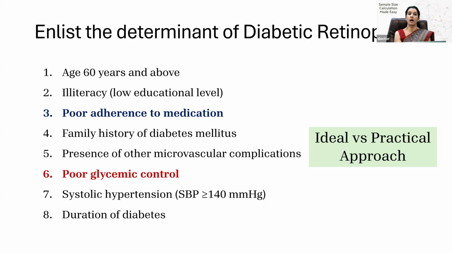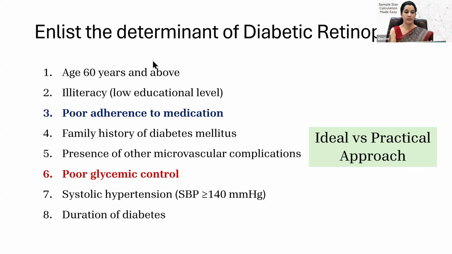So which risk factors? How should I calculate the sample size in this case? There are two ways: one ideal way and one practical way. The ideal way is that you should calculate the sample size using all these risk factors, and the risk factor showing the largest sample size, you should use that much sample size. But if your research question is specifically on poor glycemic control, then you can go especially for poor glycemic control.